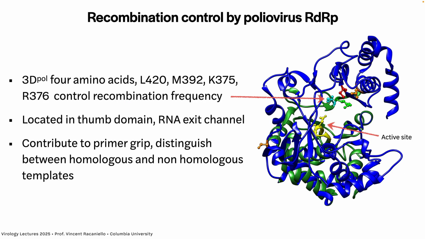And for poliovirus, the field has identified 4 amino acids in the polymerase that control recombination frequency. And these amino acids are shown here. They are in the thumb domain, in the RNA exit channel, actually. So here's the active site again. They would be in the RNA exit channel. And they contribute to the primer grip, the ability of the enzyme to grip the primer and distinguish between homologous and non-homologous template. If you make changes at these amino acids, you reduce the recombination rate.